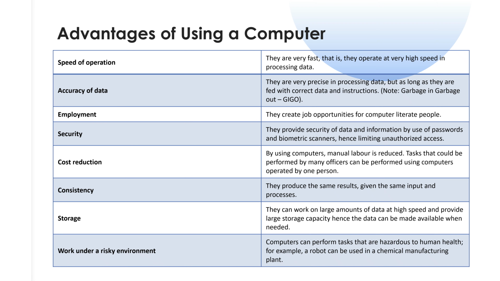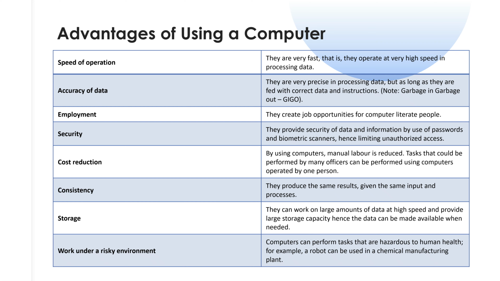Now that we know what a computer is, let's ask a practical question. Why has almost every serious organization adopted them? There are 8 advantages worth knowing. First is the speed of operation. Computers process data at extremely high speeds. Think of the KRA iTax system processing thousands of tax returns during a filing season. That work would take many clerks weeks by hand, but it happens in hours.